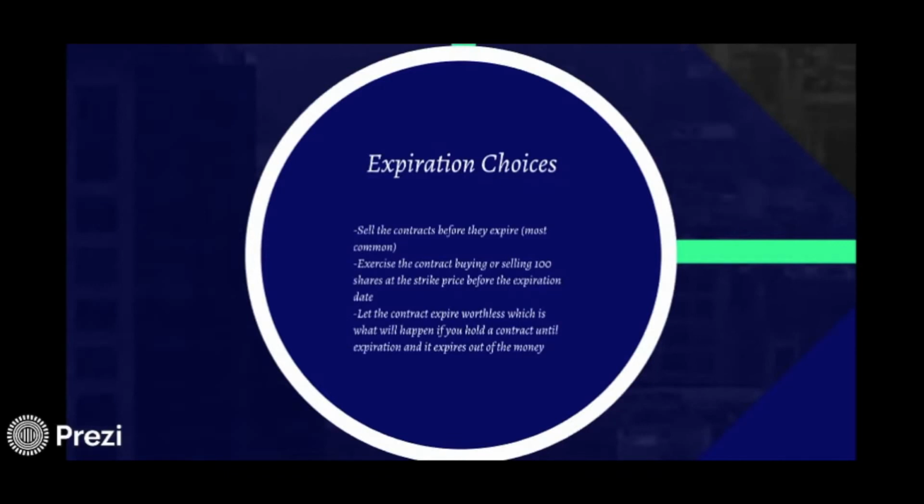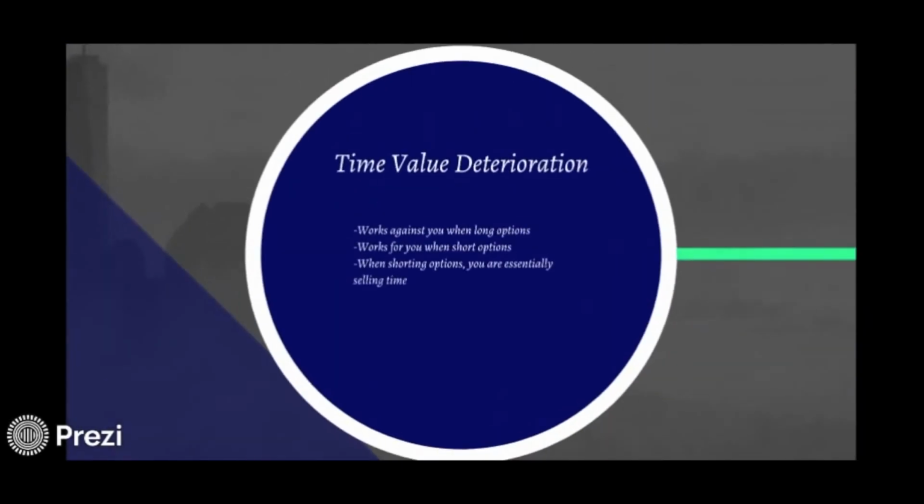Another would be to exercise the contract by buying or selling 100 shares per contract at the strike price before the expiration date or on the expiration date. And the third would be to let the contract expire worthless, which is what will happen if you hold a contract until expiration and it expires out of the money.